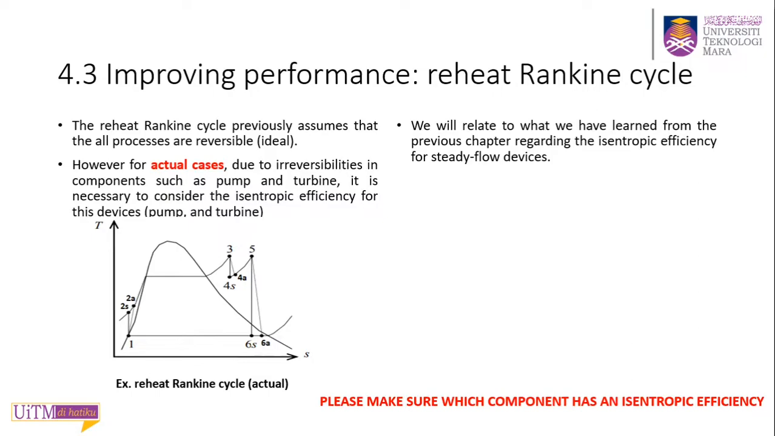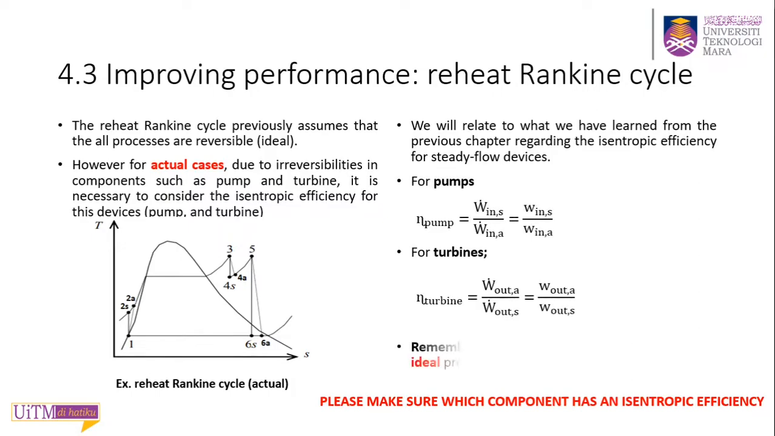For isentropic efficiency, we have covered the topic in chapter 3 and also in the previous cycle. Therefore, these equations should not be new to all of you. Just a quick reminder that for actual conditions, we must use the subscript A, and for ideal conditions, we will use the subscript S. And it is also important to know which component we should consider its isentropic efficiency.